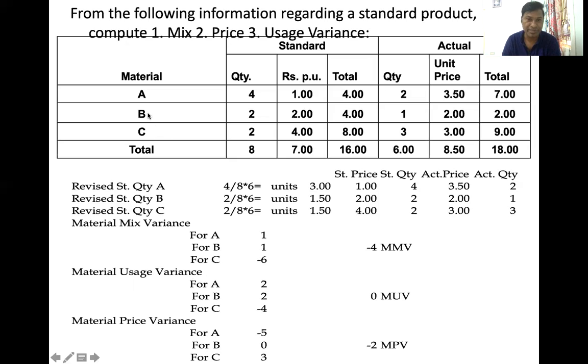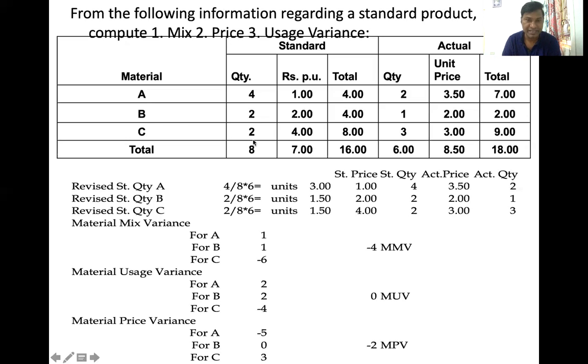Let's come to B in the same format. Standard quantity 2, actual quantity 1. 2 minus 1 is 1, into 2. That is 2 for B. This is the usage variance for B, which is 2.